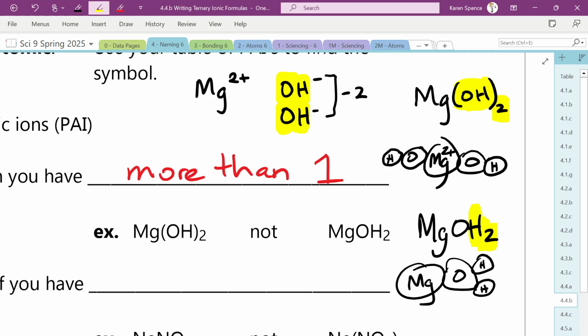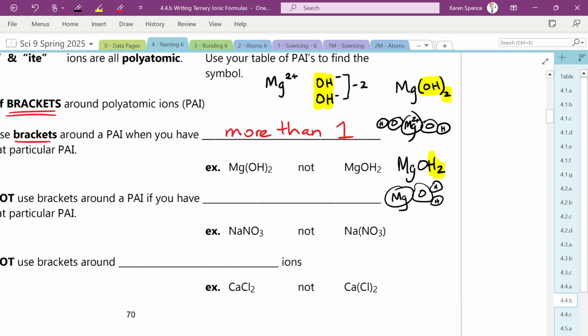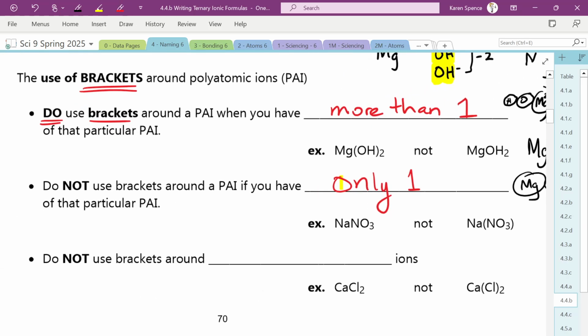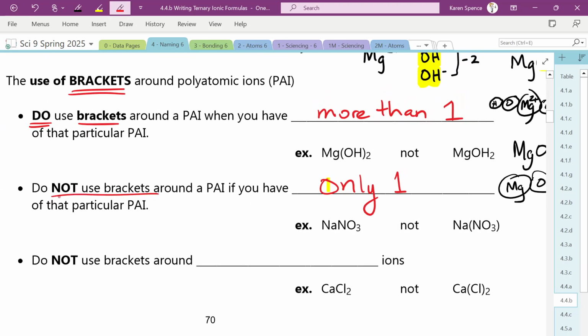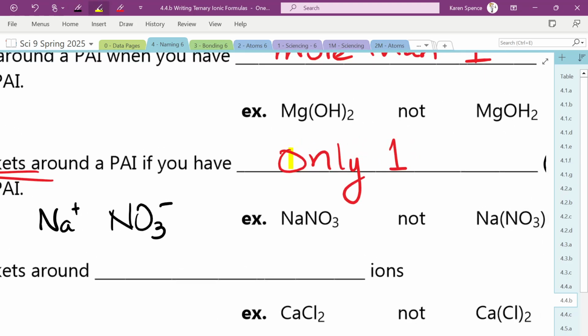But if you have only one polyatomic ion, you do not use brackets. No brackets. So if I have Na plus and NO3 negative, those charges, do they balance out?